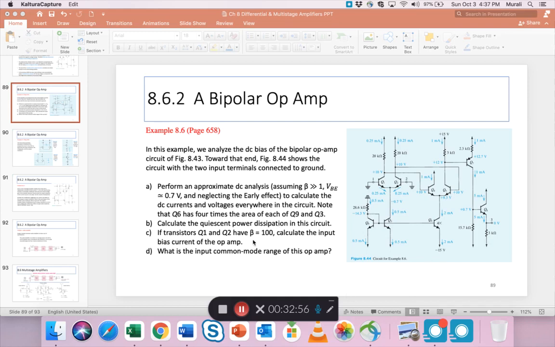Then part C, he talks about calculating the input bias current of the op-amp. So the input bias current of the op-amp is the average of the DC current that flows in the two input terminals, that is in the bases of Q1 and Q2. These two currents are equal because we have assumed matched devices, and the currents are given by IB is IE by beta plus 1, just 2.5 microamps each.